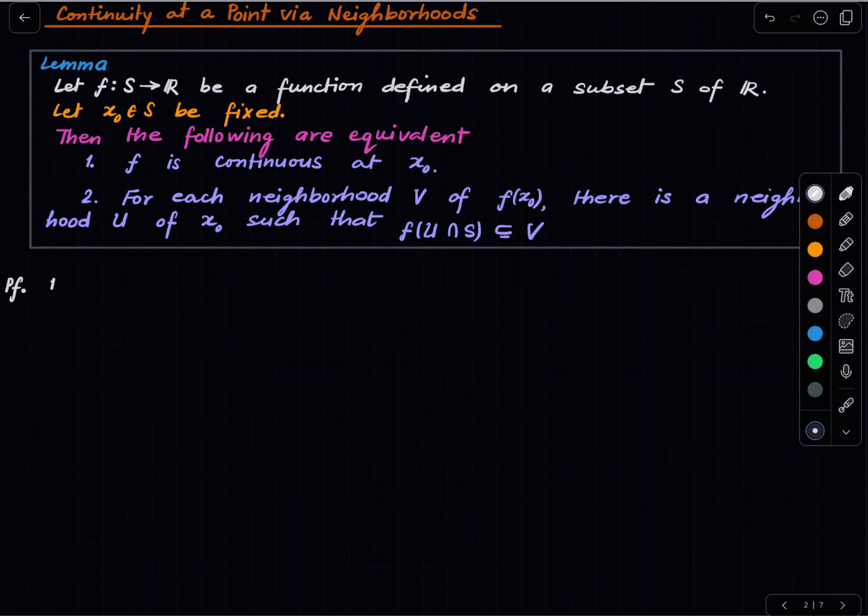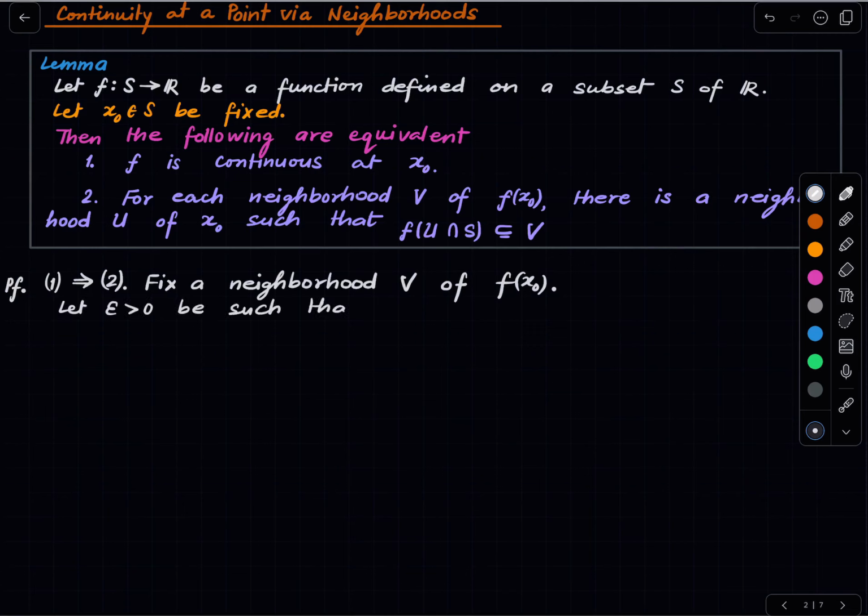So from 1 to 2. To do this, let V be a neighborhood, or fix a neighborhood V of f(x naught). We want to produce a U. Okay, so by the definition of a neighborhood, we can find a positive epsilon such that this open interval is contained in V.